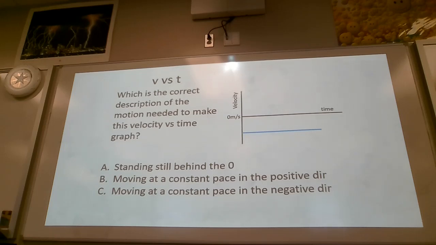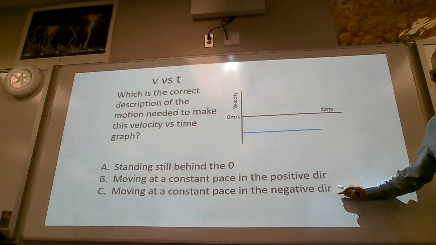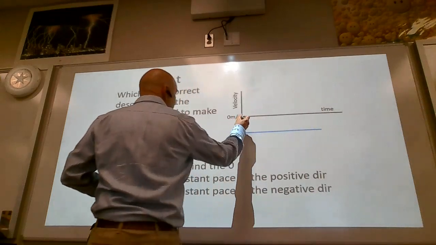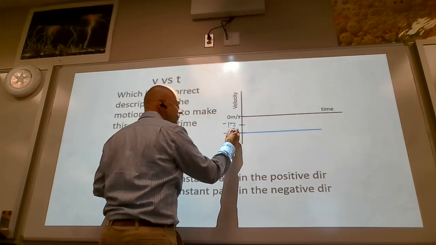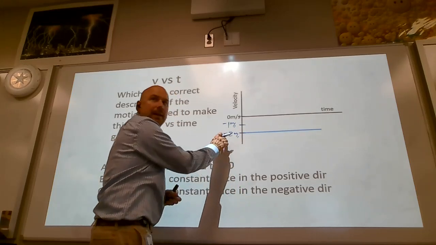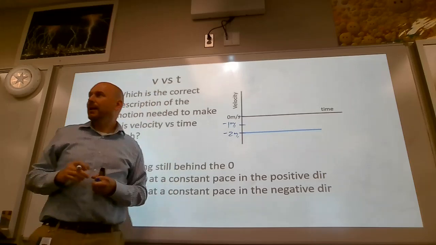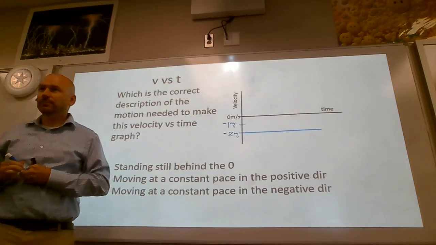Thanks. Go Raiders. Talk to your neighbor. Got one more slide after this. Okay, for the sake of time, I apologize. The answer was C. Okay, make up numbers: 0, -1 meters a second, -2 meters a second. You're moving at a constant pace in the negative direction.